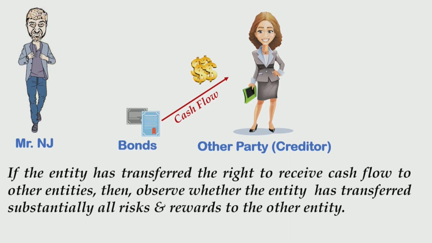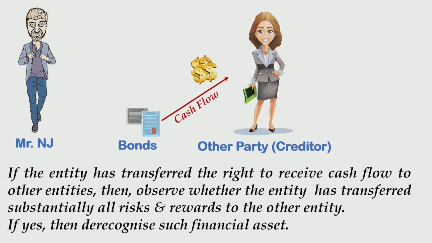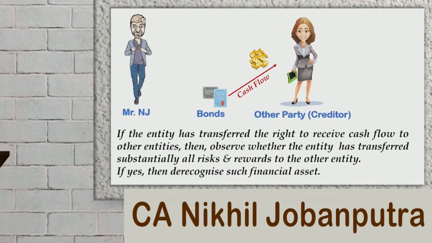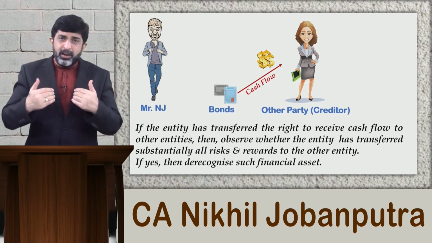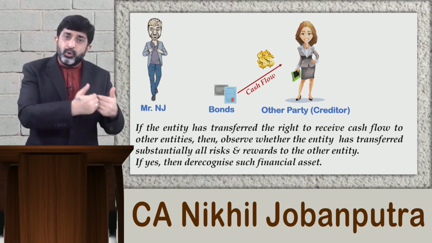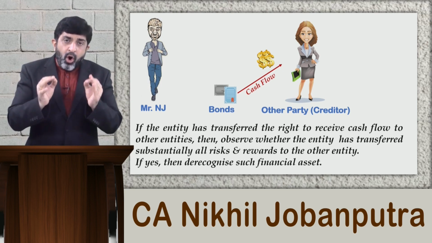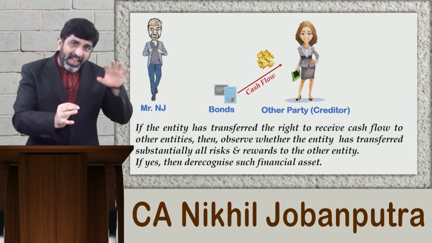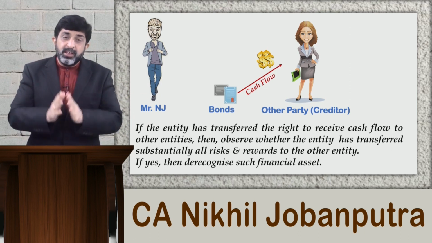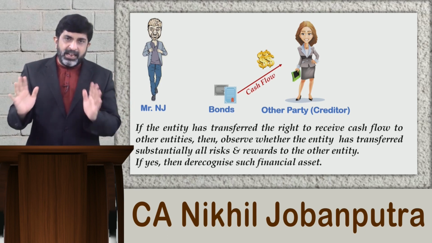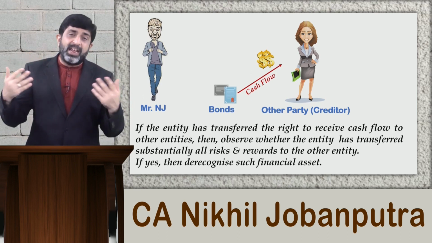If the entity has transferred the right to receive cash flow to other entities, then observe whether the entity has transferred substantially all risks and rewards to the other entity. If yes, then derecognize such financial asset. So friends, please try to understand. When the entity, in this example Mr. NJ, has transferred the right to receive cash flow to some other entity, then you also have to look into whether all substantial risks and rewards attached with that financial asset have also been transferred. If yes, then you derecognize that financial asset. Otherwise, we will look into what can be done.